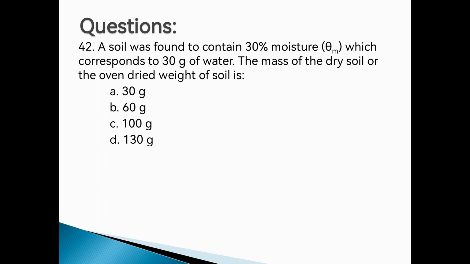50%. Number 42. A soil was found to contain 30% moisture, which corresponds to 30 grams of water. The mass of the dry soil or the oven-dried weight of the soil is A. 30 gram, B. 60 gram, C. 100 gram, D. 130 gram. The correct answer is C.